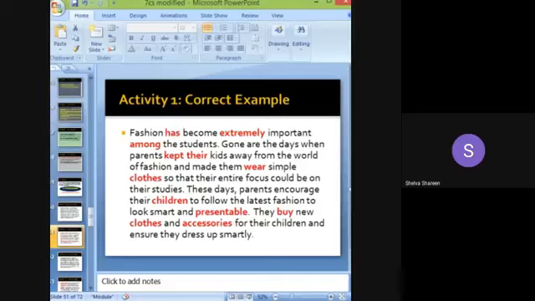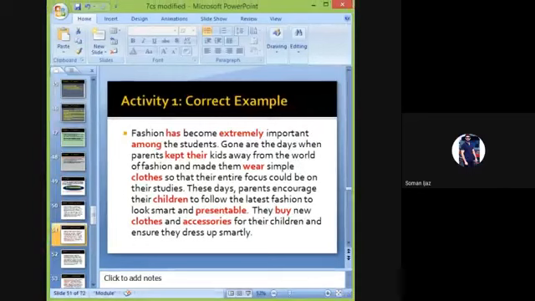Now, who'll read this? Fashion has become extremely important among the students. Gone are the days when parents kept their kids away from the world of fashion and made them wear simple clothes so that their entire focus could be on their studies. These days, parents encourage their children to follow the latest fashion to look smart and presentable. They buy new clothes and accessories for the children and ensure they dress up smartly. Okay, anything that is still bugging you so far?